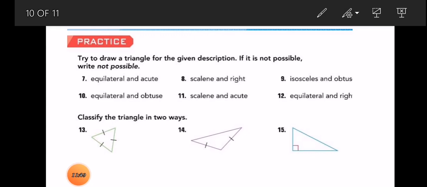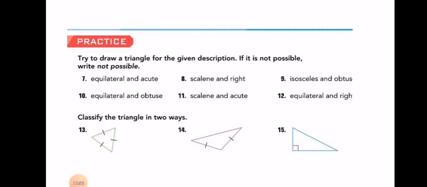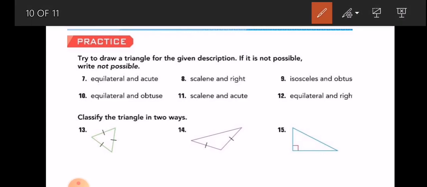Now the next question, classify the triangle in two ways. Let's do number 14 together. What does it mean in two ways? It means by using their angles and by using the sides. Okay, number 14. According to the sides, which type do we have here? Here we have two equal sides, so we can call it isosceles.